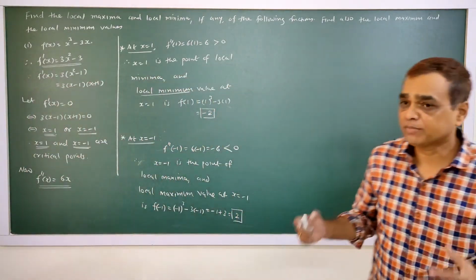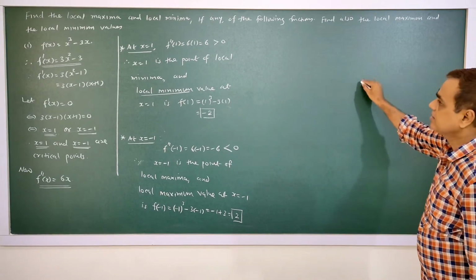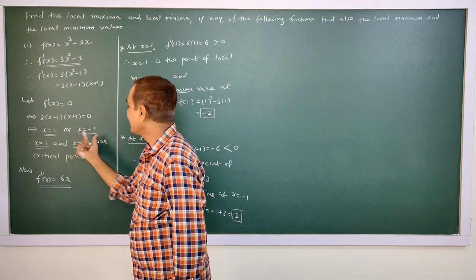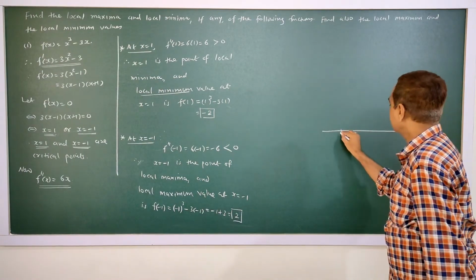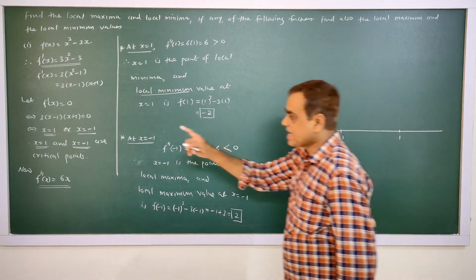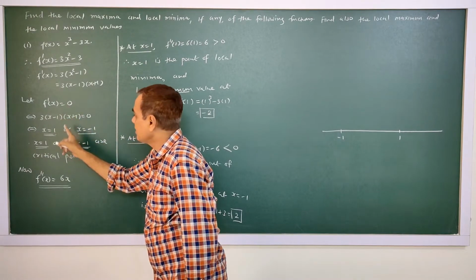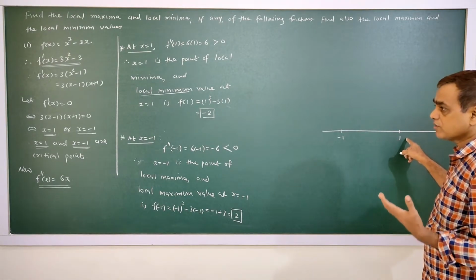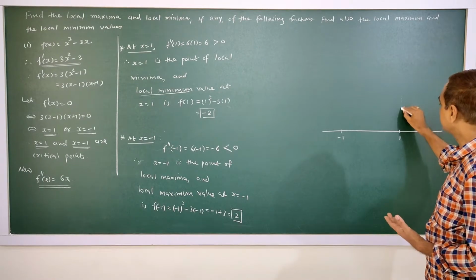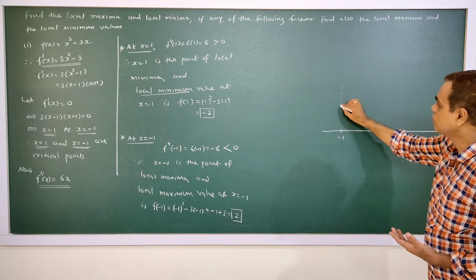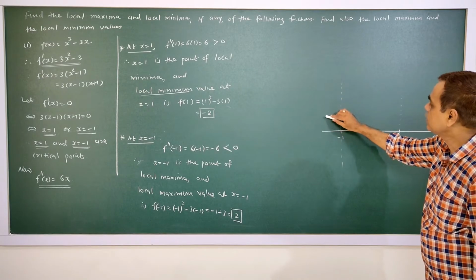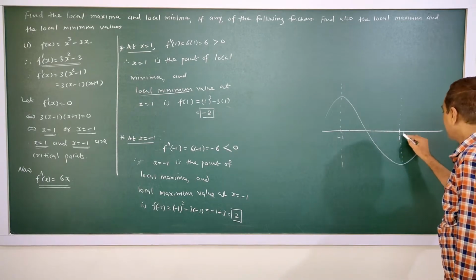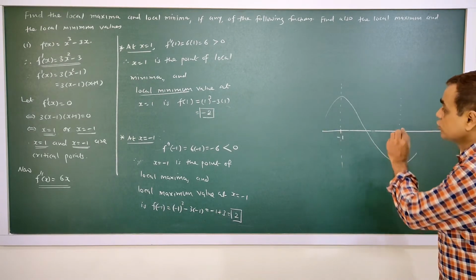See, what is the geometrical interpretation of this discussion? Here, f dash x equal to 0, this equation has two solutions, 1 and minus 1. So that means on the x axis, suppose here minus 1 and here 1. So at x equal to 1 and minus 1, f dash x is 0. That means at these two numbers, at minus 1 and at 1, the function is taking a u-turn. There are two u-turns at x equal to 1 and at x equal to minus 1. So a u-turn can be like this. At x equal to minus 1 a u-turn and at 1 there is another u-turn.